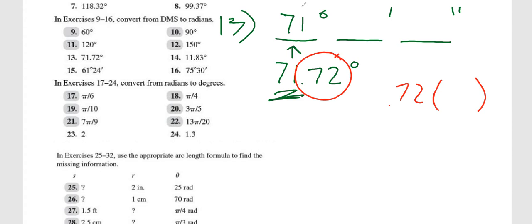What do I do to figure out what goes over here? Multiply it by 60 using my handy dandy calculator.